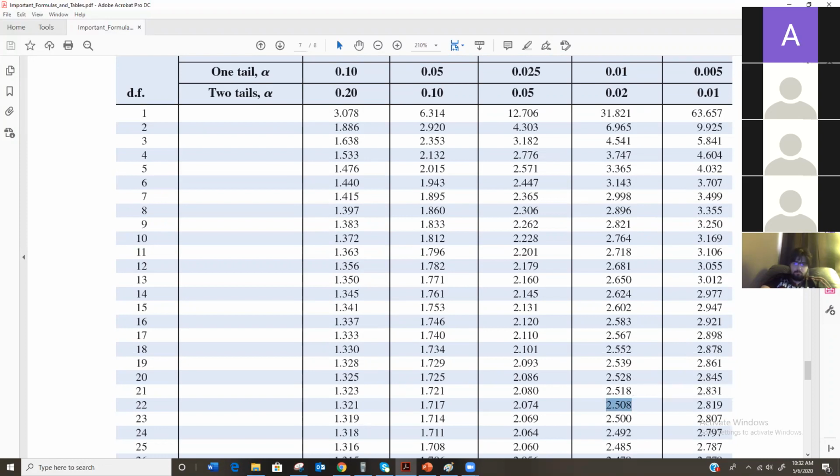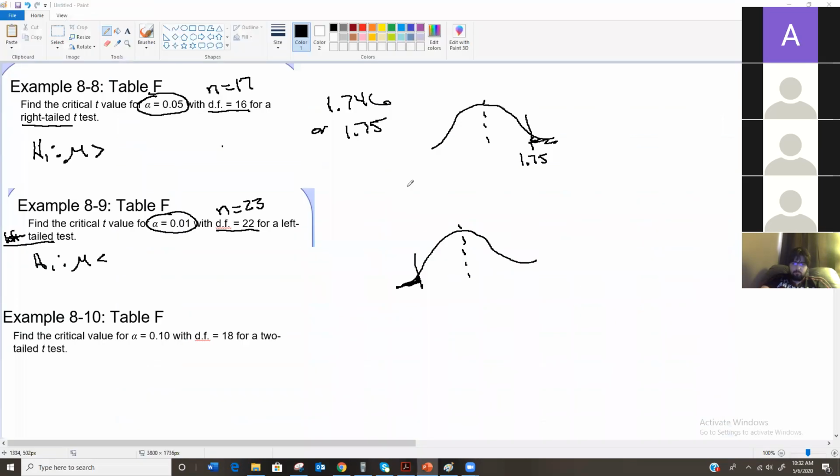You guys okay? Yes, ma'am. All righty. And so, it would be negative, right? Yep. So negative 2.508. You got it. Because it's on the left side.